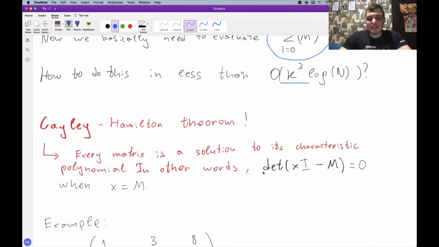So imagine that we have this matrix M. Now let's just completely forget our problem statement.